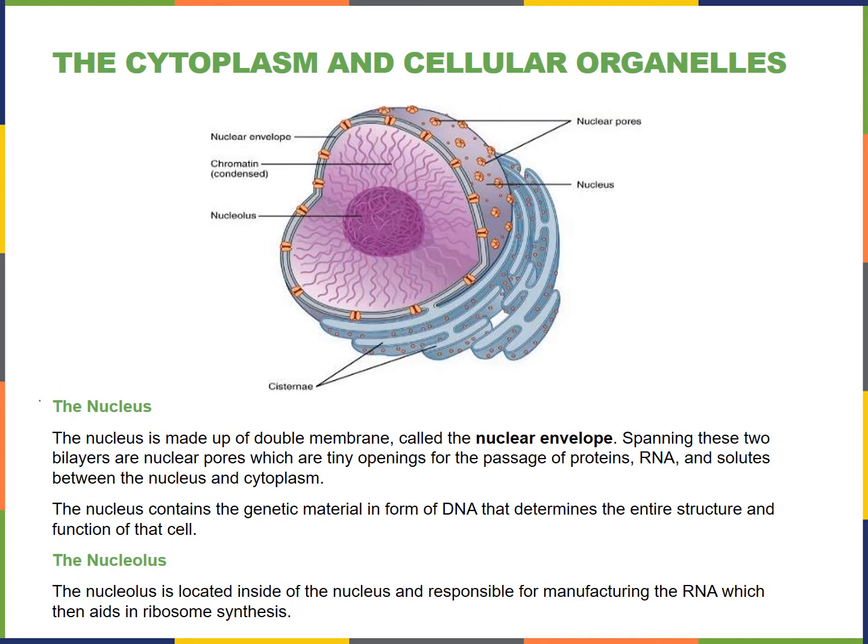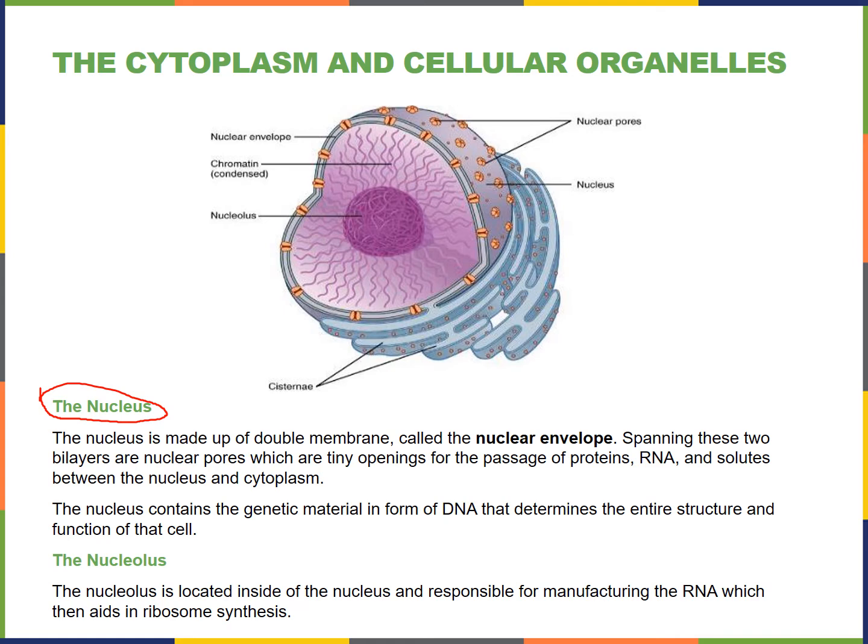The nucleus. We spoke about the nucleus, and we know that this is the brain of the cell. We have all the secret ingredients to make any protein. So the nucleus is made of a double membrane called the nuclear envelope. Spanning these two bilayers are nuclear pores, which are tiny openings for the passage of proteins, RNA, and solutes between the nucleus and cytoplasm.